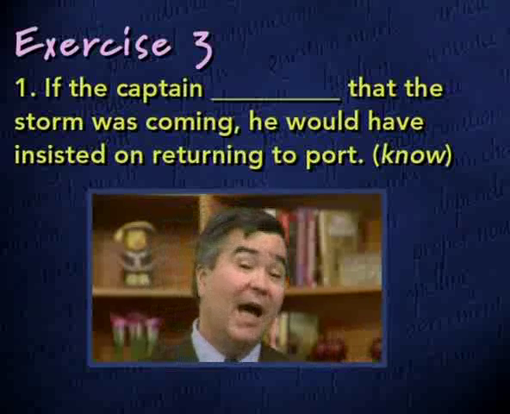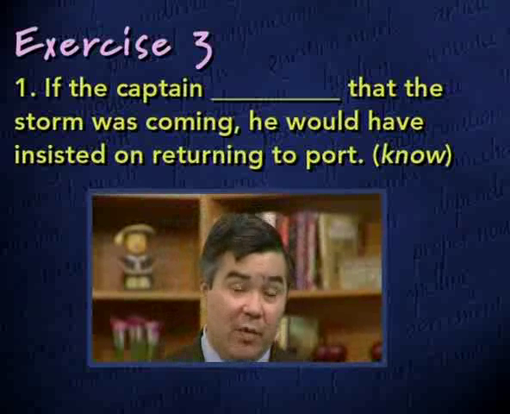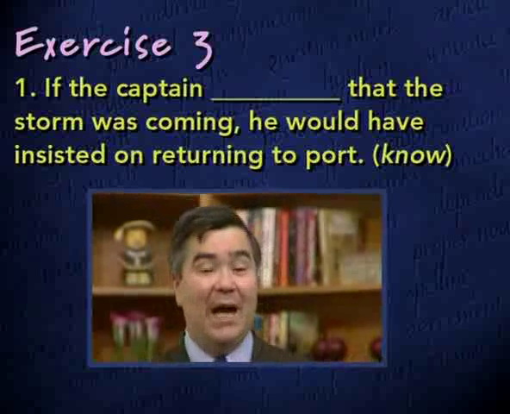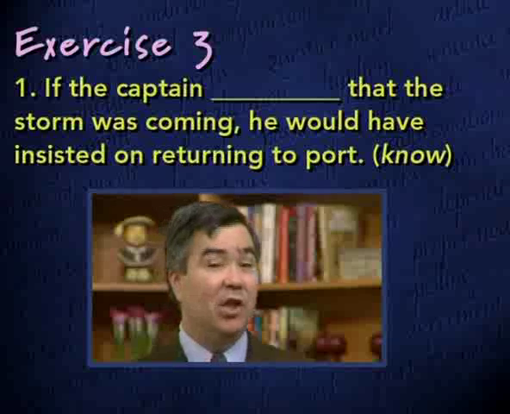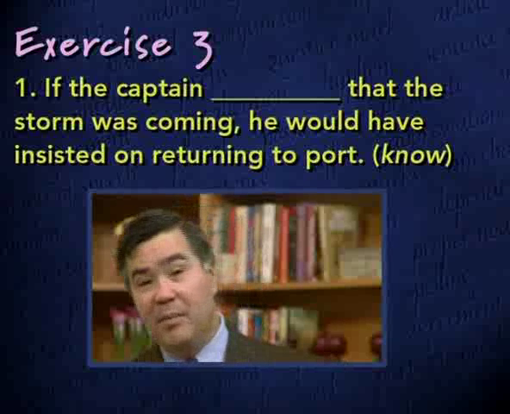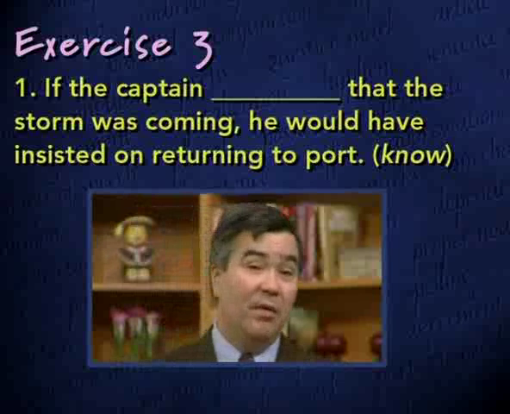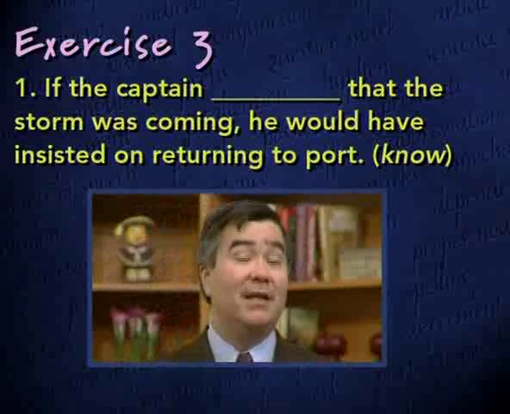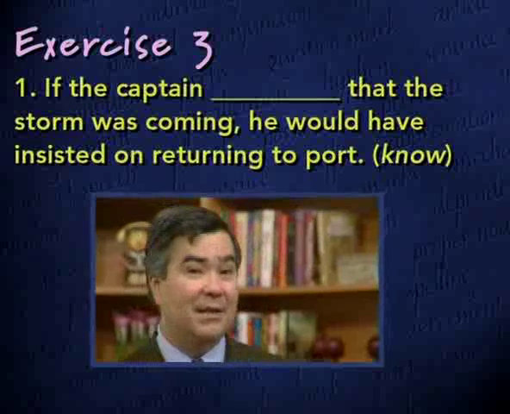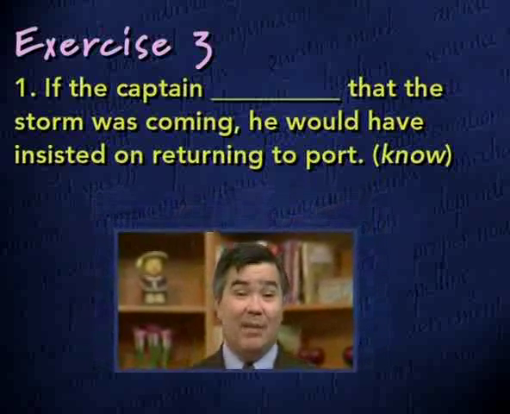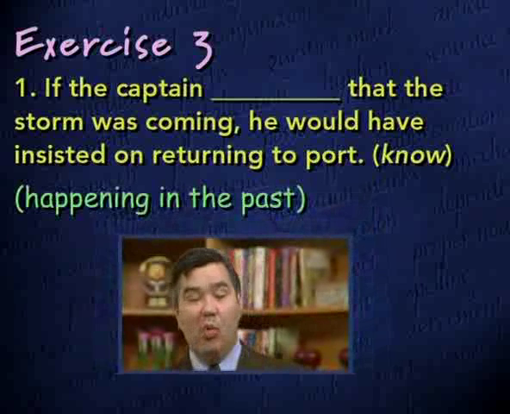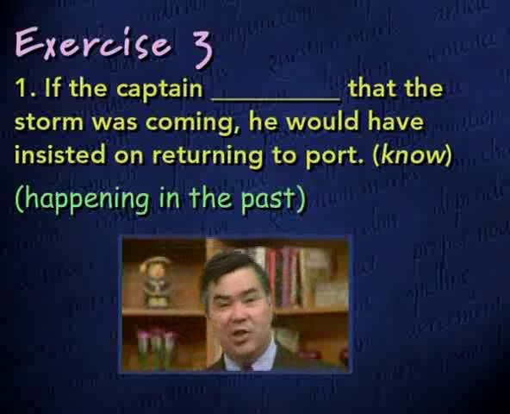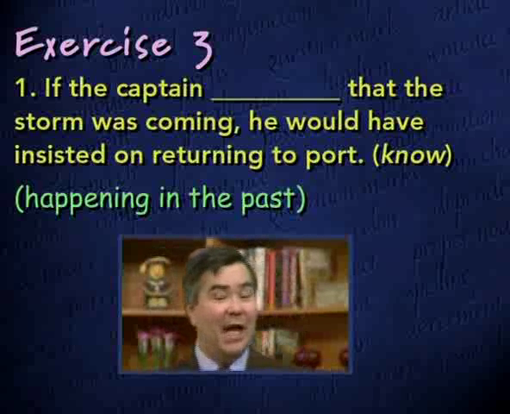The captain did not know that the storm was coming, so we're describing something that was unreal. His knowledge of the storm didn't really happen. We want to describe this then using the subjunctive mood. And remember, in order to determine the proper form of the subjunctive mood in a sentence like this, we need to know whether we're talking about something happening now or in the past. Well, in this case, the sentence is describing something happening in the past. He would have insisted on returning to port. That tells us that this is something that happened yesterday or before that. It's not something happening now.